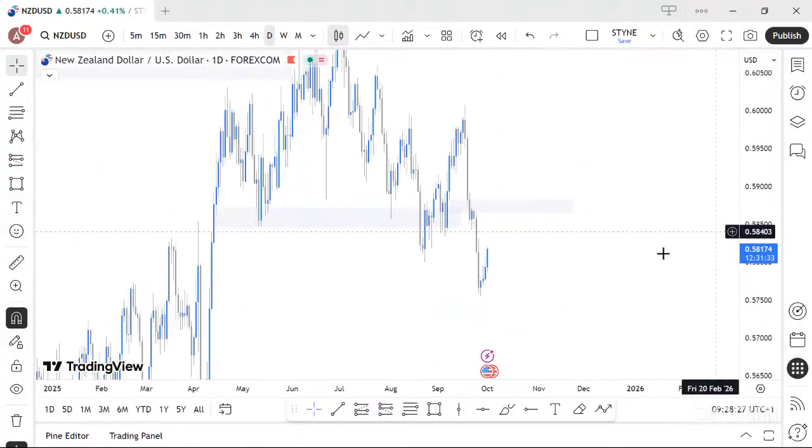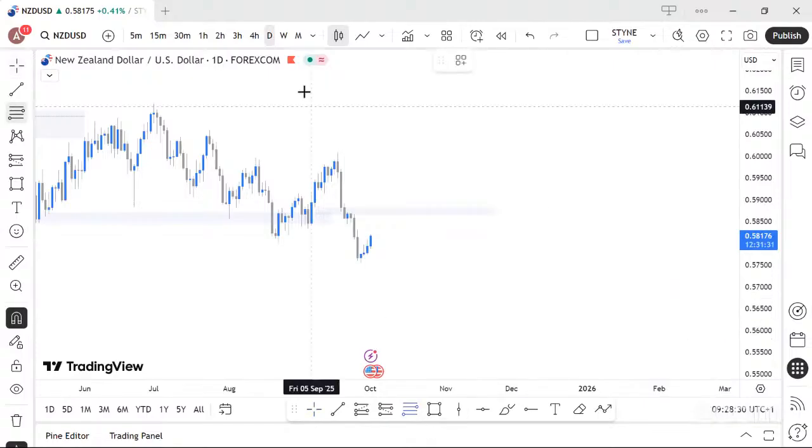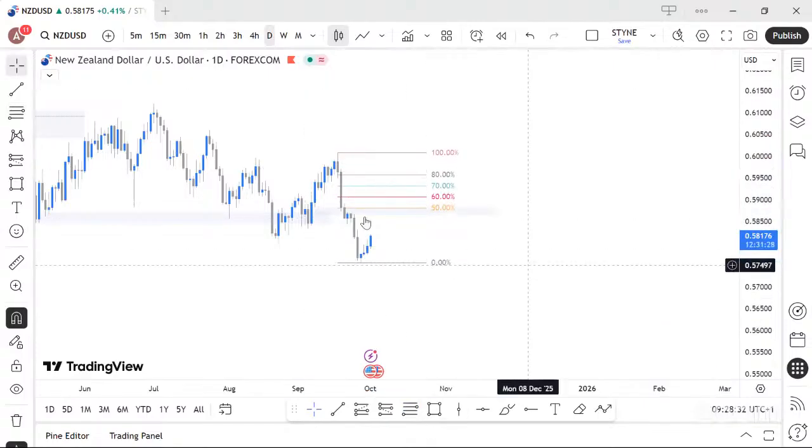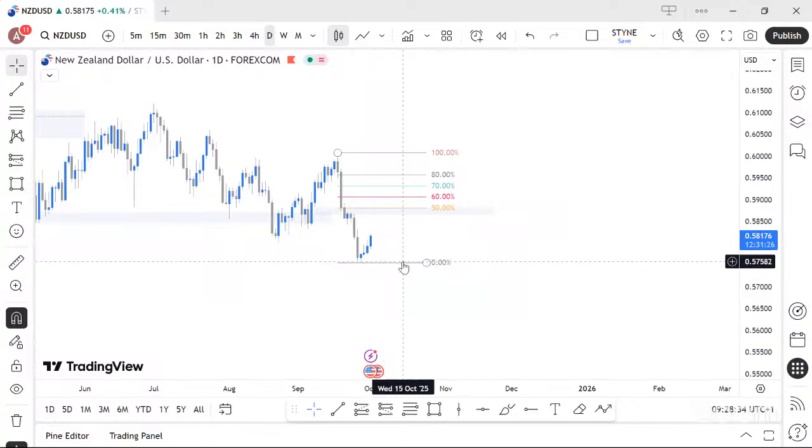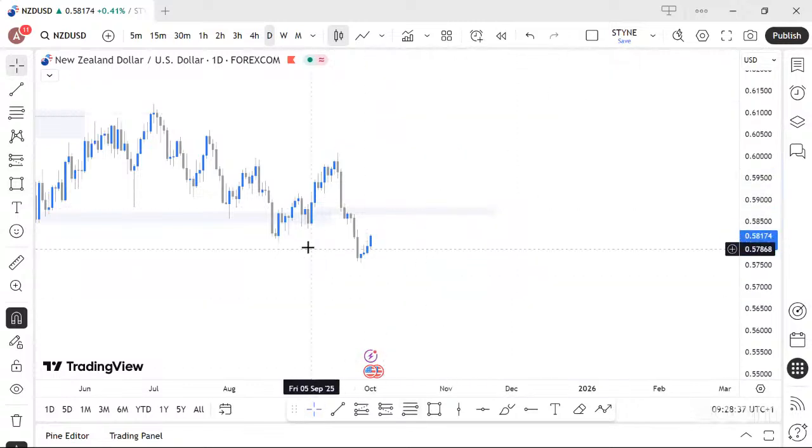Now, if you go to the daily time frame, you see that from here to here, drawing from here to here, we have a what? We have a very major area to look out to trade from here.